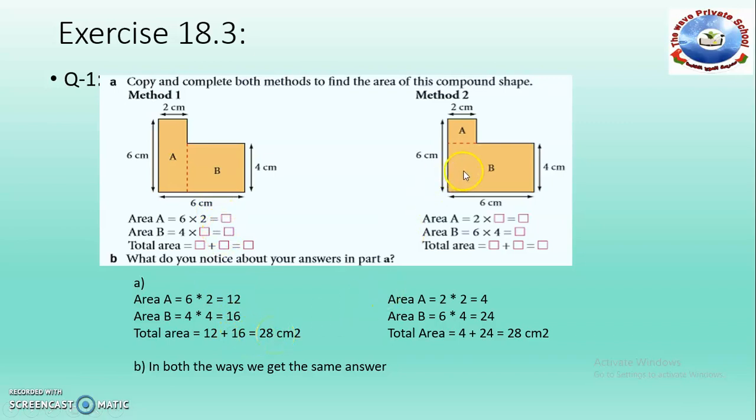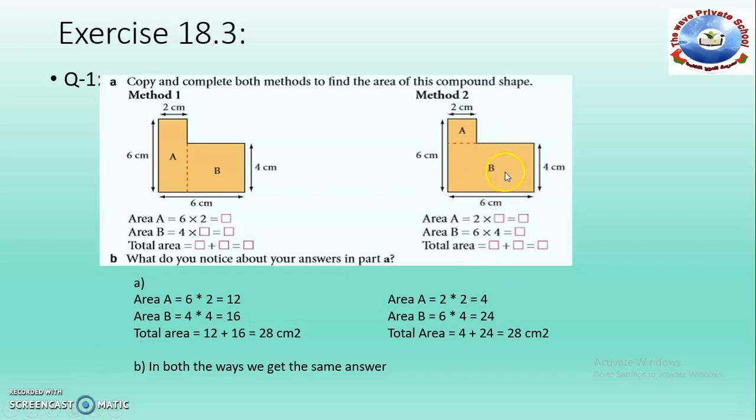This is the other method of solving this question. First of all, you will find the missing number. Here, what is the value of this side length? 6 minus 2 will become 4. And for A, the missing length is 6 minus 4, it will become 2. So we can say area A is equal to 2 multiplied by 2. Here it will be 2 centimeters. So 2 multiplied by 2 will become 4 centimeter square.